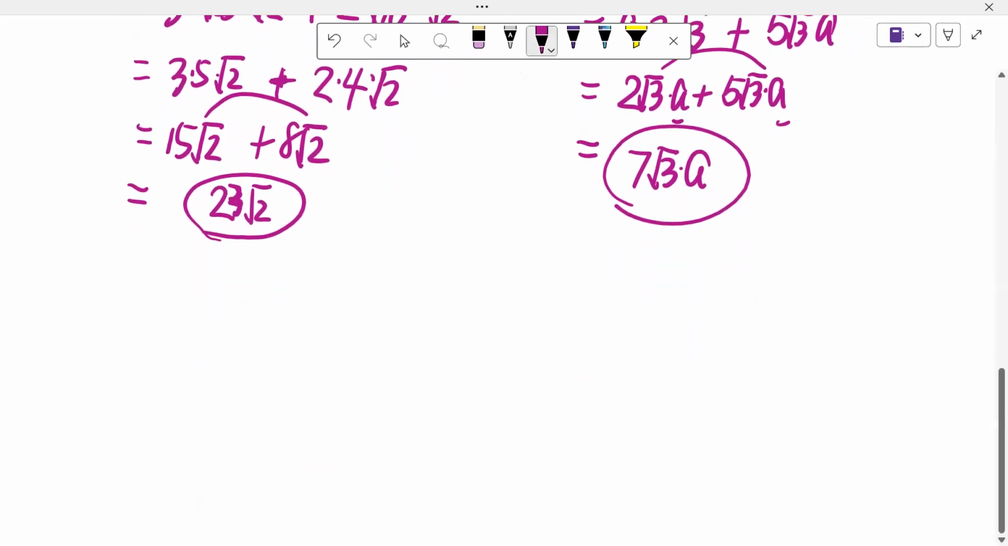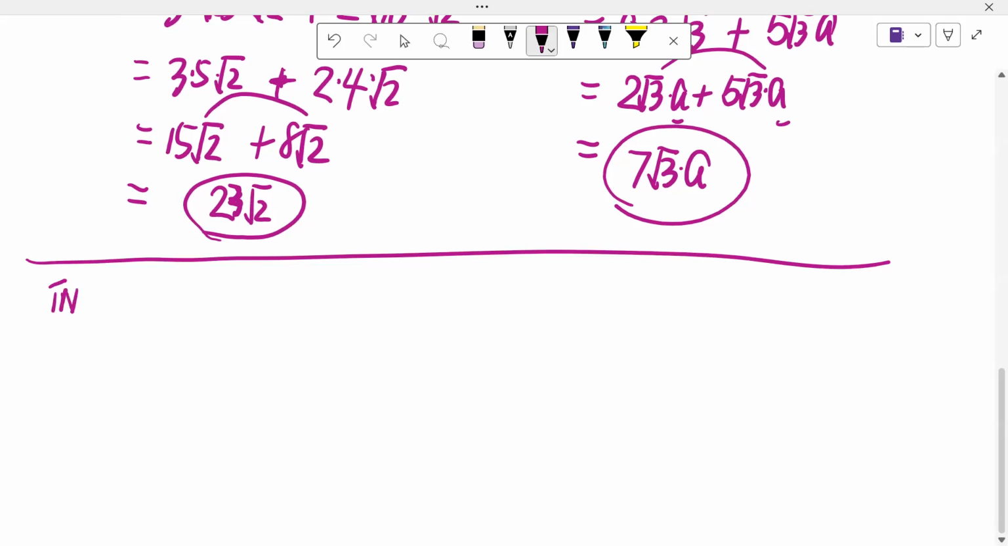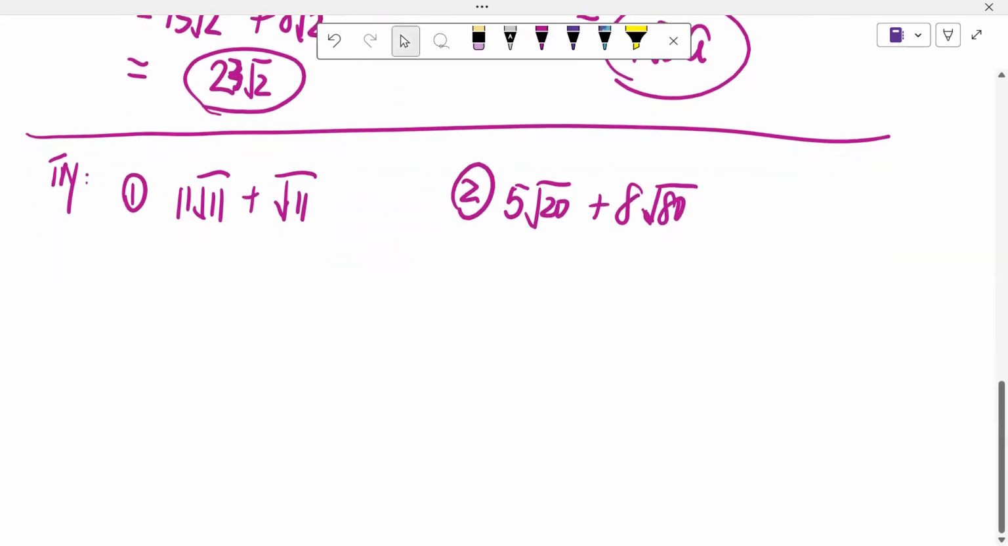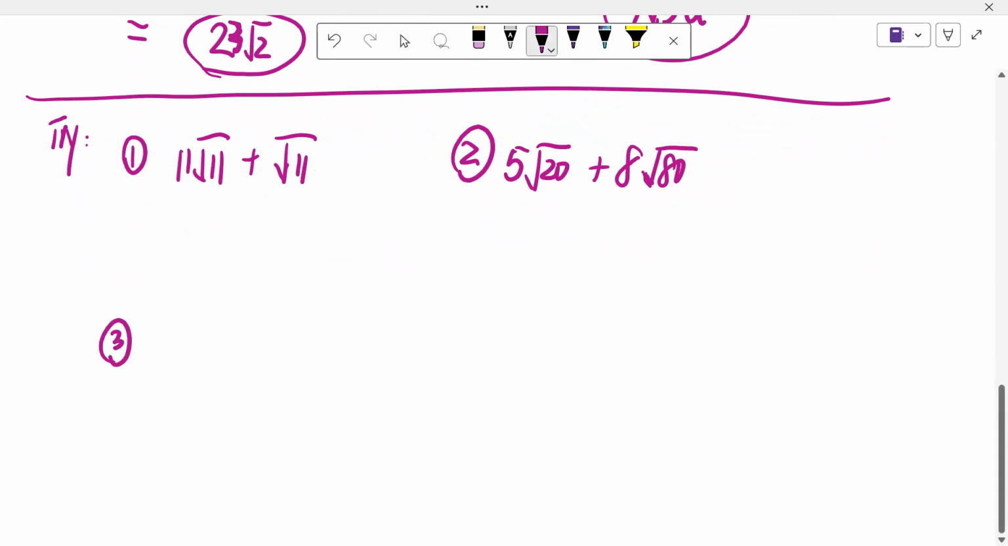Okay, so now you guys try some of this. First one, 11 square root of 11 plus square root of 11. Let's see what that is. The second one, you get 5 square root of 20 plus square root of 80. And in the third one, 5 square root of 3a squared minus a square root of 3.